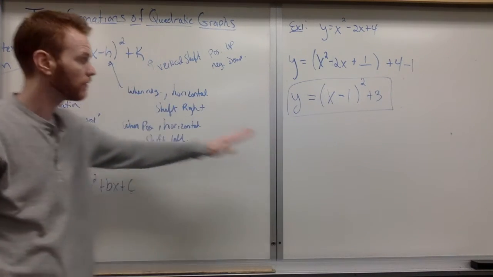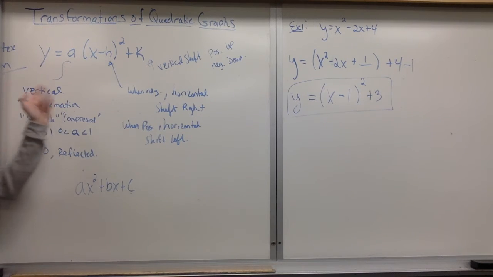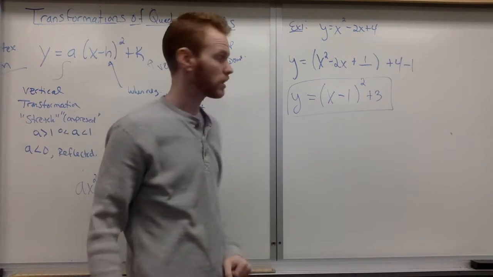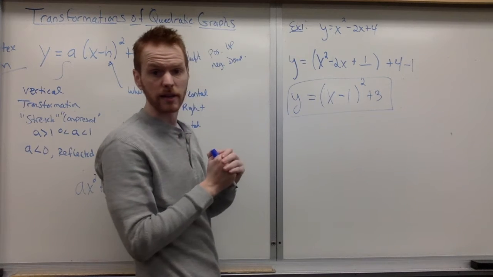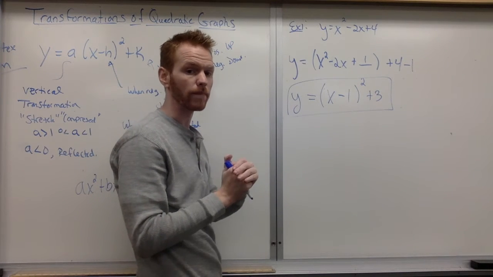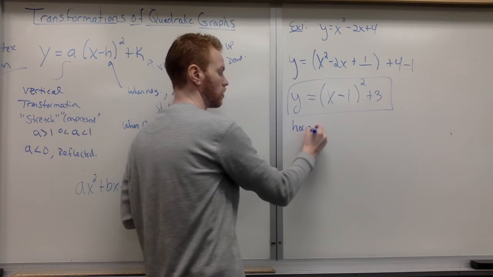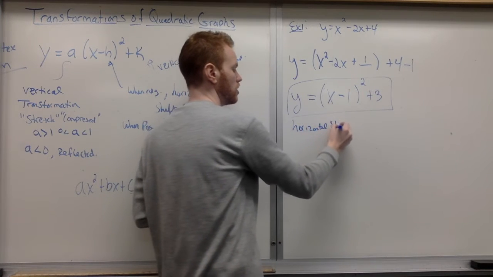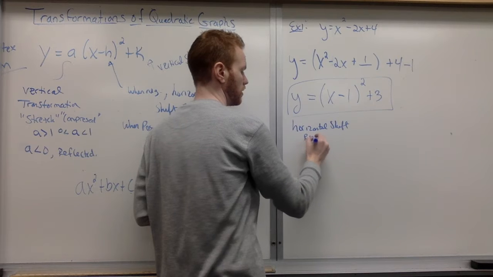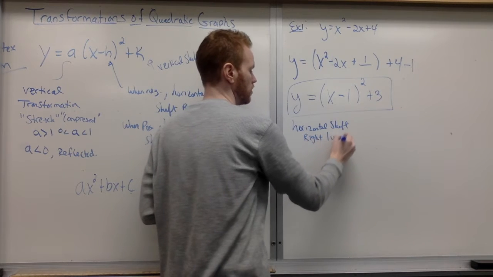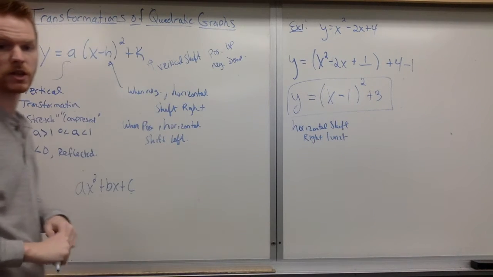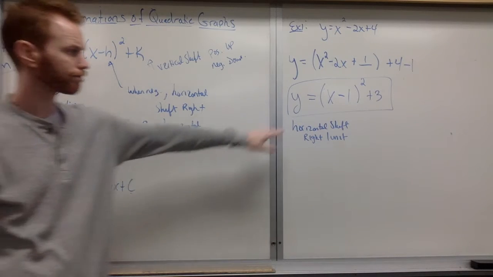Now, it's in vertex form. Let's talk about the transformations. Inside the parentheses, I can see that there's a -1. That means I'm moving to the right by 1 unit. So it's a horizontal shift right 1 unit. Okay, that's one transformation that's happened to this.